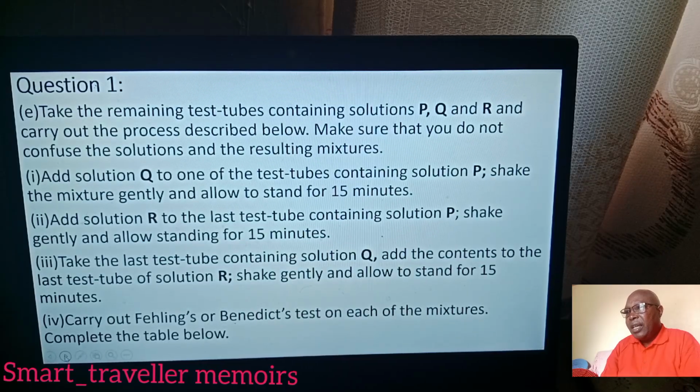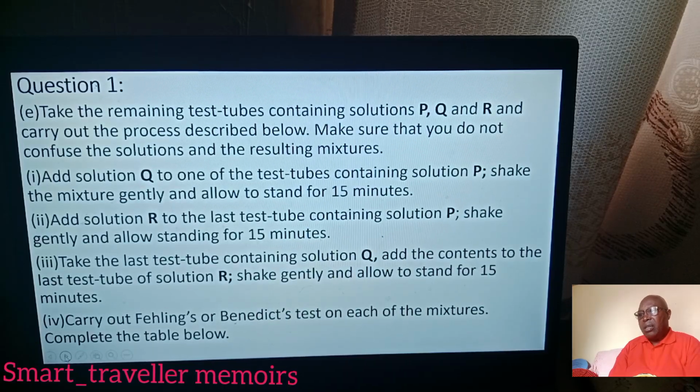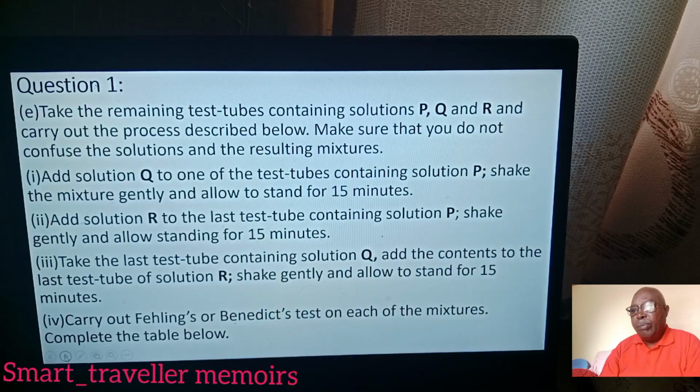Roman 2: add solution R to the last test tube containing solution P, shake gently and allow to stand for 15 minutes. Roman 3: take the last test tube containing solution Q, add the contents to the last test tube of solution R, shake gently and allow to stand for 15 minutes. Roman 4: carry out Fehling's or Benedict's test on each of the mixtures and complete the table below.